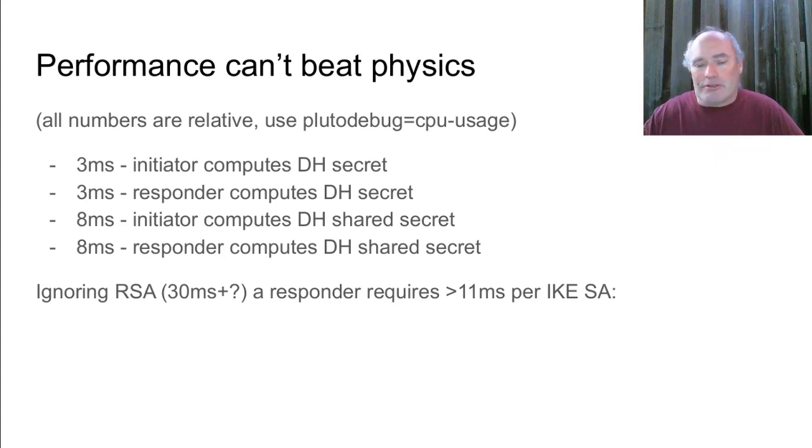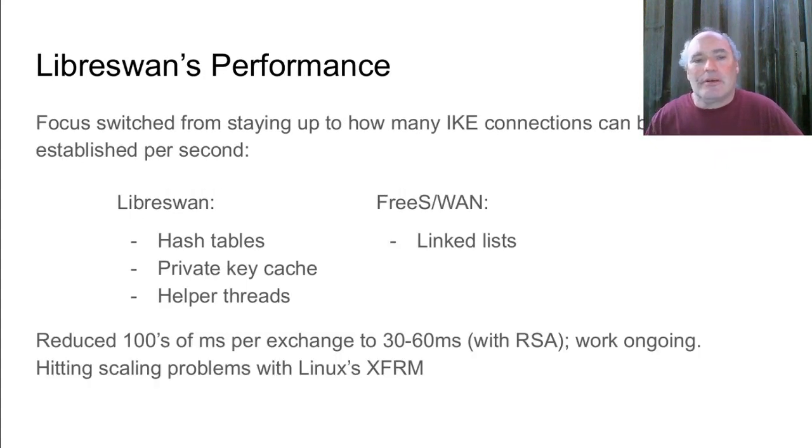So let's see how we went. Libreswan's performance. When FreeSwan was developed, everything was a linked list and it was obsessively worried about trying to conserve memory. Linked lists, yeah, 10 connections, 20 connections, 50 connections, 100 connections, 500 connections, 1,000 connections, all constantly reconnecting, starting to run into problems.